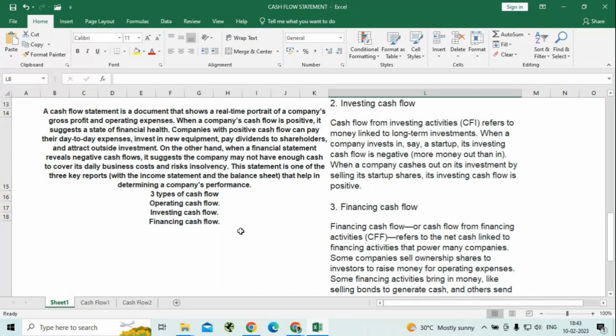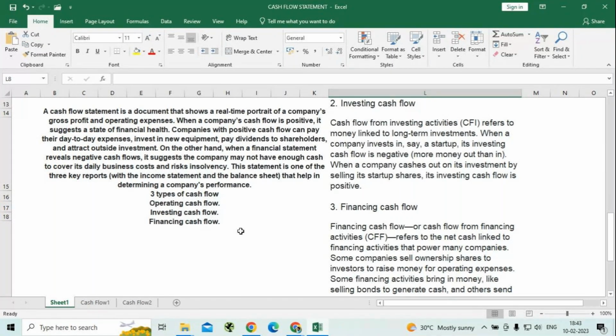On the other end, when a financial statement reveals negative cash flows, it suggests the company does not have enough cash to cover its daily business costs and risks insolvency. Okay, so try to keep it in the positive cash flow.